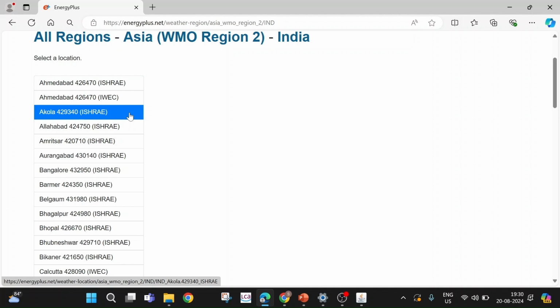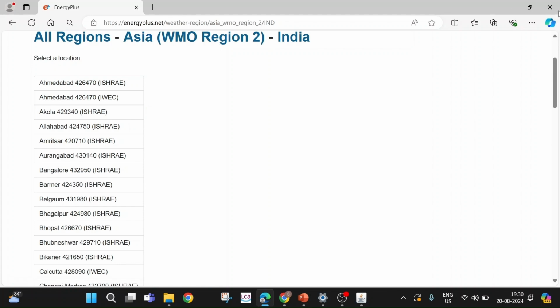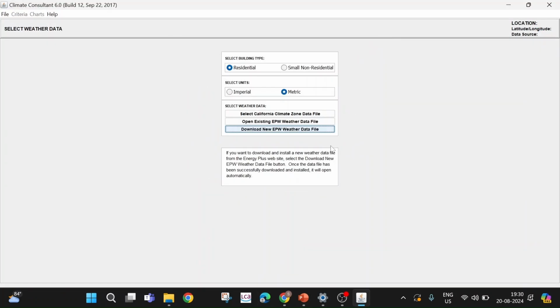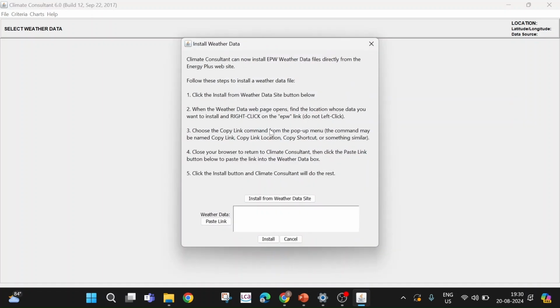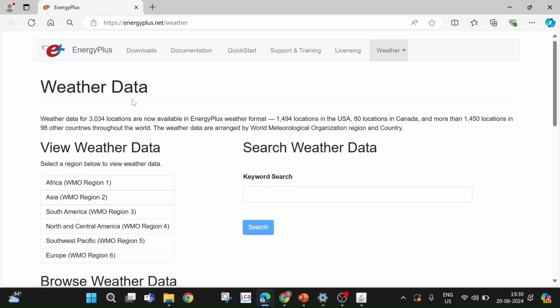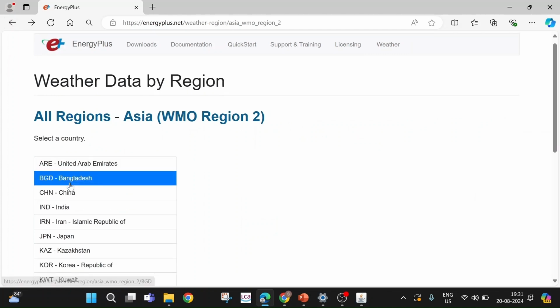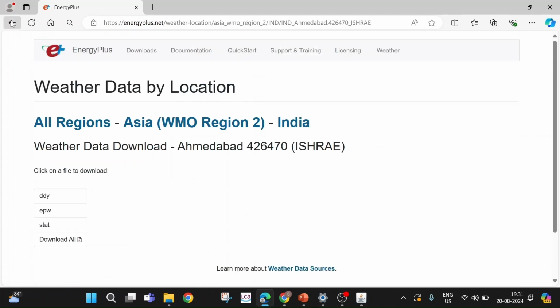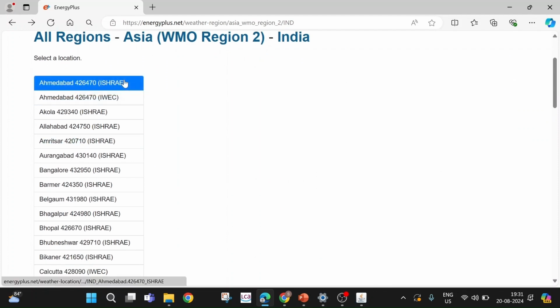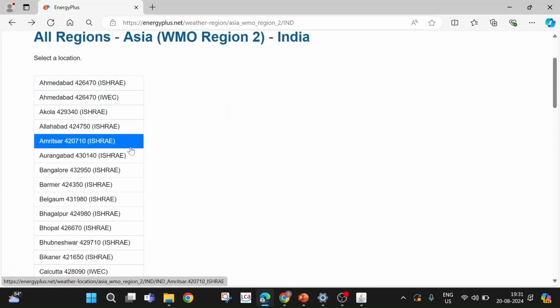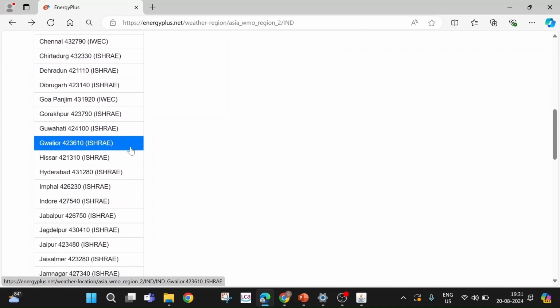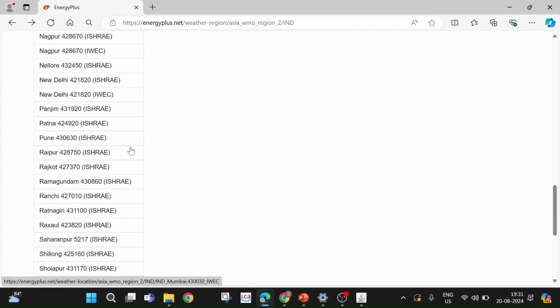Okay, so let me recap it once again. I was telling, here you have to click on download new EPW weather data files for your particular city. So you will be going to install the weather data site. There you will be finding the Energy Plus weather site, and here you will be selecting your region, that is Asia. In Asia again you will be selecting India. Then in India, you can see these many cities' data files you can download. You can click any of them.